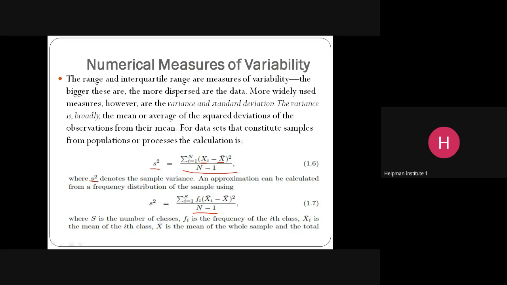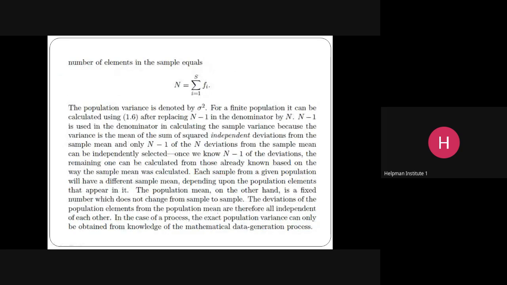So remember, we said that x bar is the mean of the whole sample. And we say x bar stands for sample mean, where mu, the Greek letter mu, stands for the population mean. Whereas this value here stands for the total number of elements in the sample. So we either use n here, or we use summation i ranging from 1 to s of all the fi's.